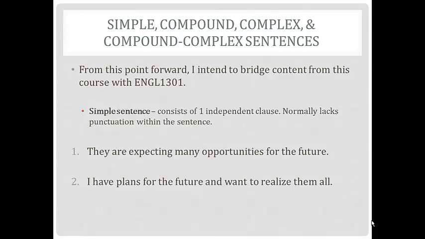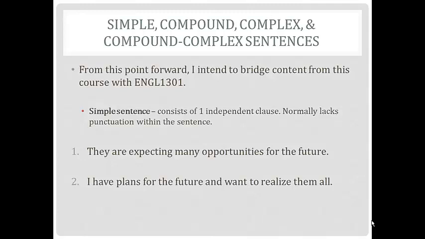So first, let's talk about 4 different types of sentence structures. The first is simple sentence. This is normally the easiest. It consists of one independent clause, and I always know it's usually a simple sentence because it normally lacks punctuation inside of the sentence. So let's look at the examples we have here. They are expecting many opportunities for the future. I have plans for the future and want to realize them all. As you can see, neither one of these examples have punctuation.